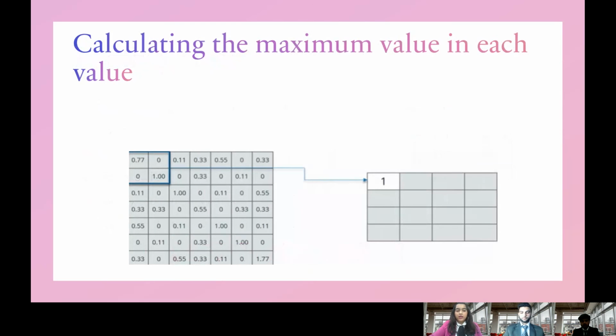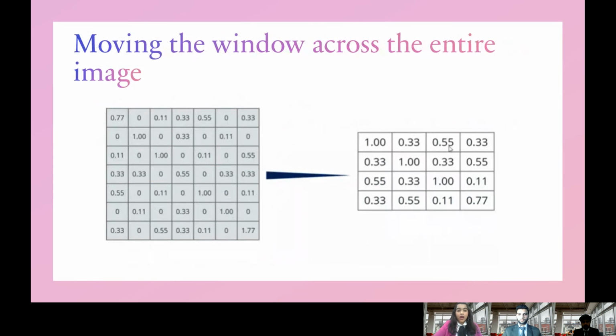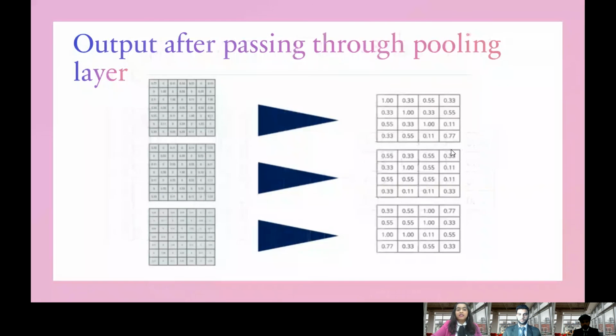So now we move the window across the entire image and get the following result, which is 1. The output that we obtain from the ReLU layer, we pass through the pooling layer and get the following output, which is 1.0, 0.33, 0.55, etc. This is the output after passing through all the pooling layers.